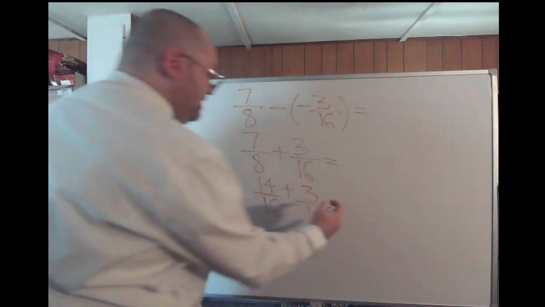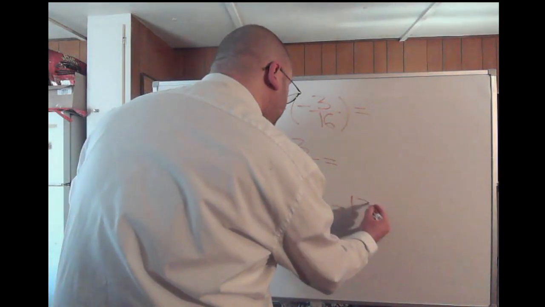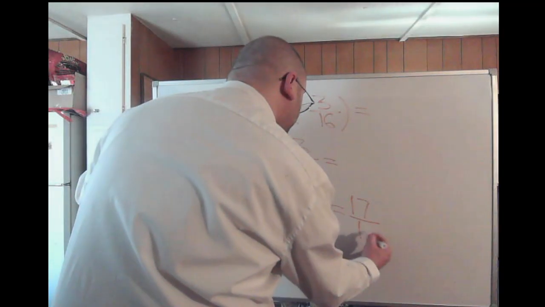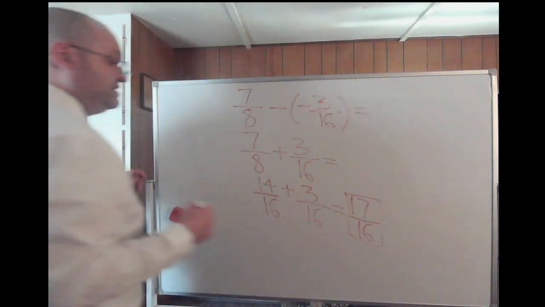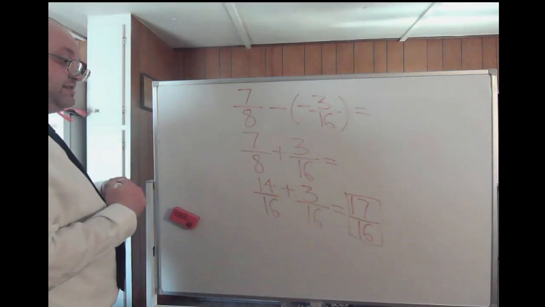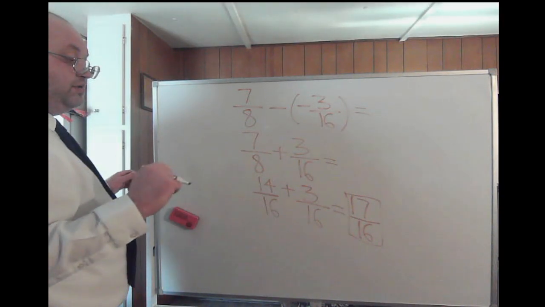Since they have the same denominator, you can add them. It's 14 plus 3, that's 17. So one acceptable form you can write this in is the improper fraction of 17/16. That's one acceptable answer. Another way is to do the mixed number.